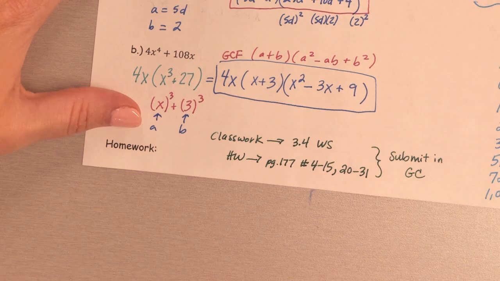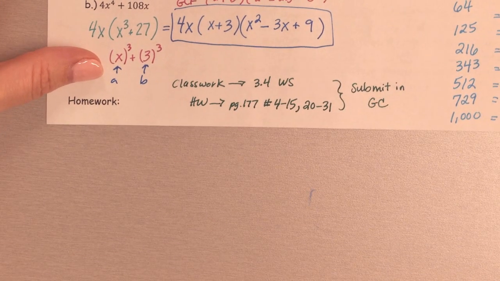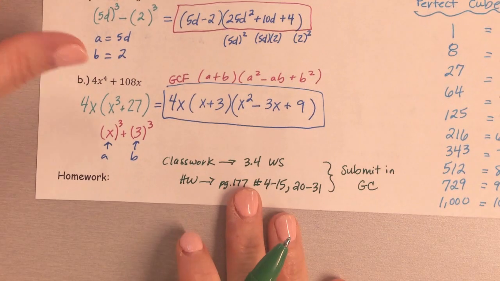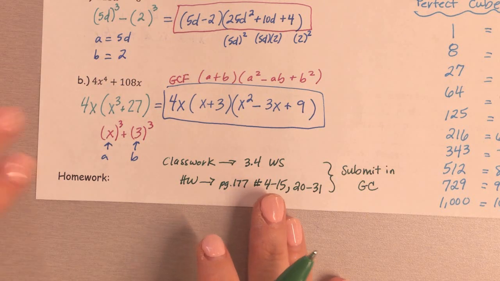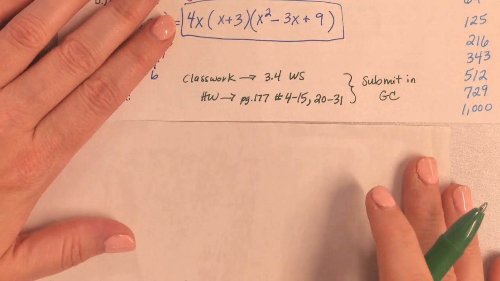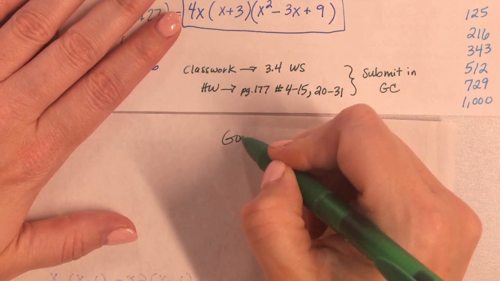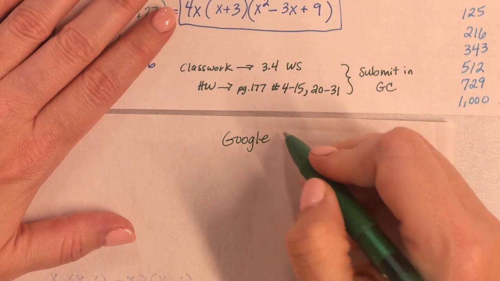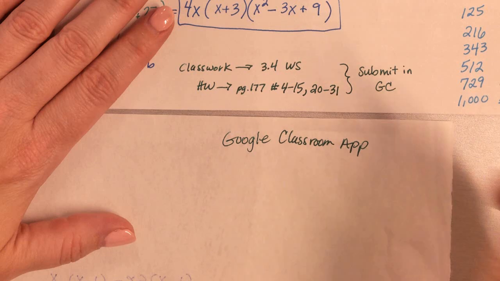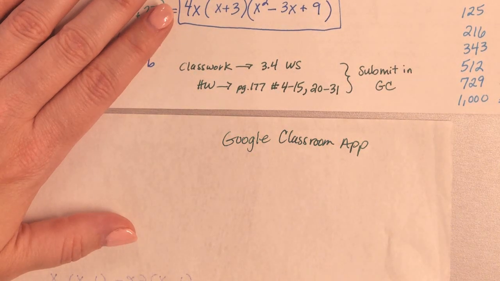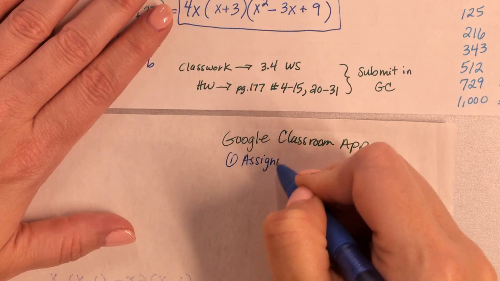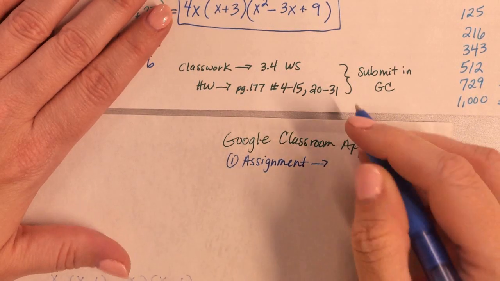Okay, for submitting in Google Classroom, as I'm checking over some of the stuff, some of it is getting difficult to see, so we're going to streamline this process a little bit. So I want you to use the Google Classroom app. If that's not possible, talk to me. But I want you to use the Google Classroom app. And then here are the steps. So when you go to the Google Classroom app, you go into the assignment and you click Add Attachment.